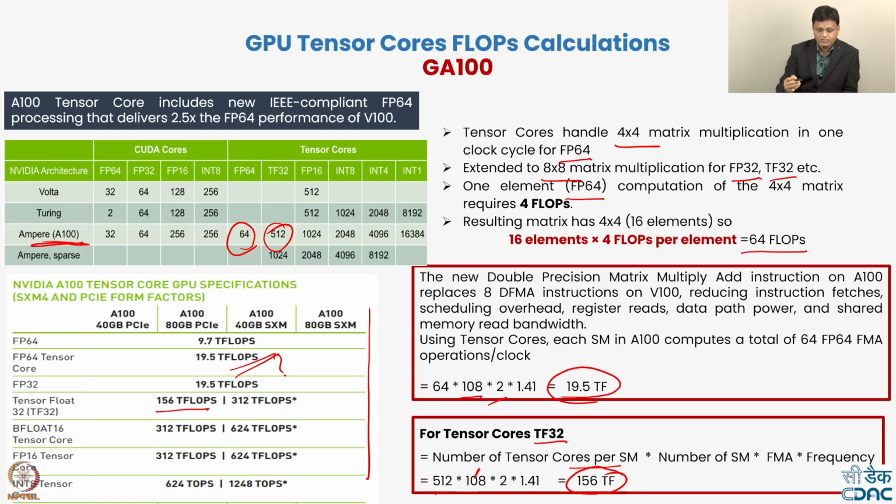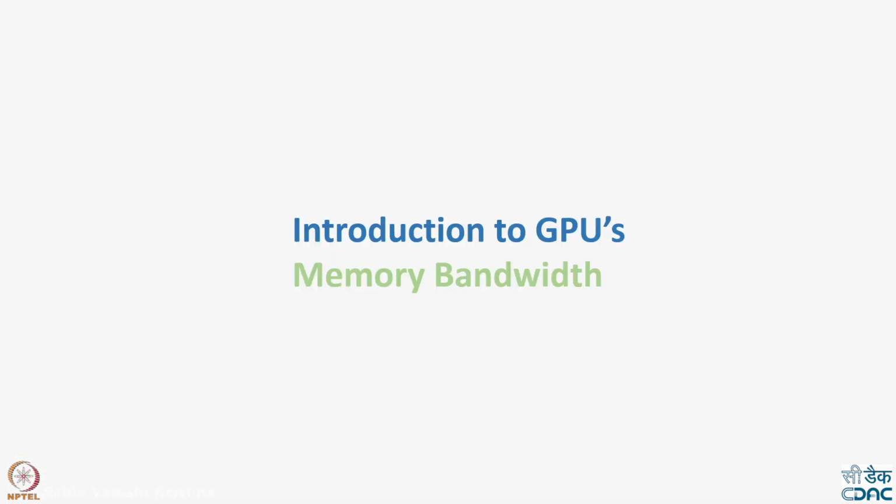So, you have learned how to calculate the theoretical peak performance of a computing device, especially the NVIDIA GPU, mathematically, and how you can verify it with the data sheet. Now I will discuss memory bandwidth, and how you can calculate the memory bandwidth of the underlying GPUs.